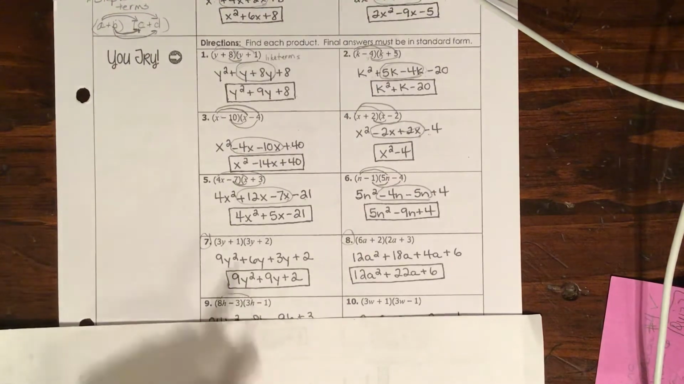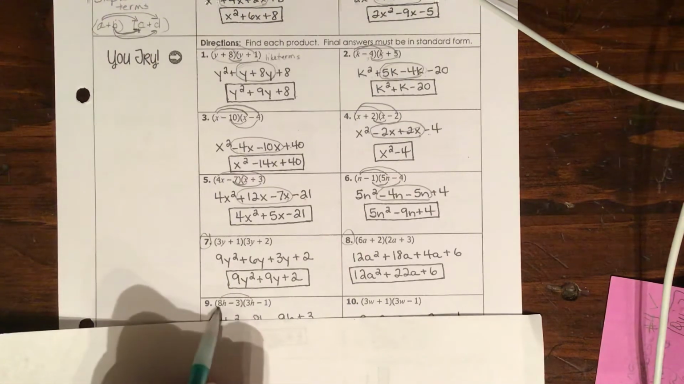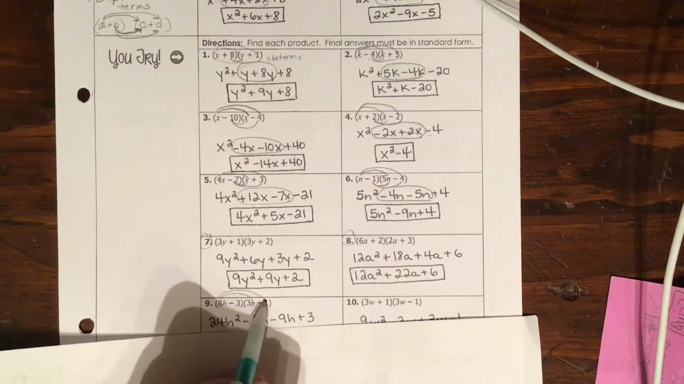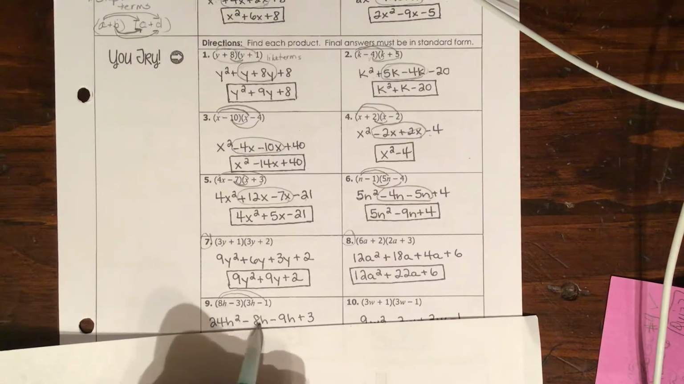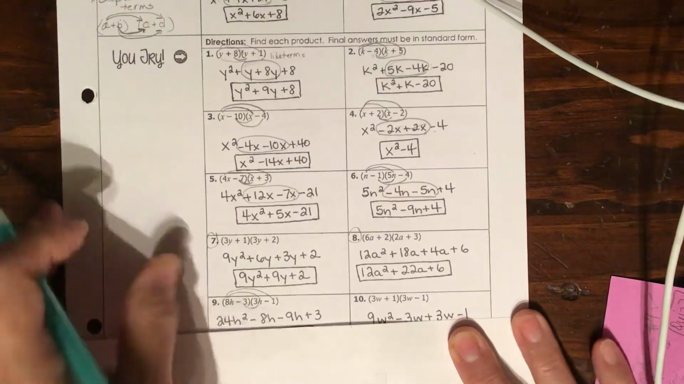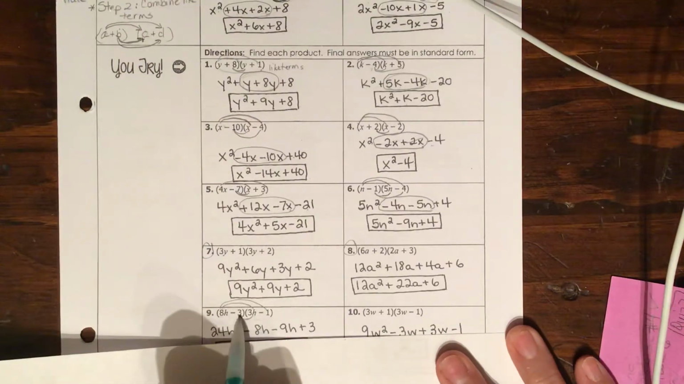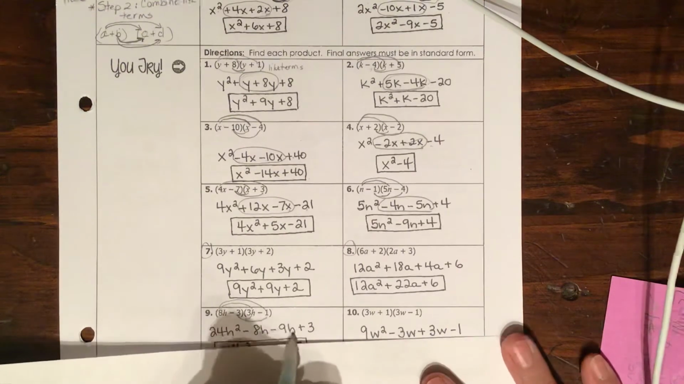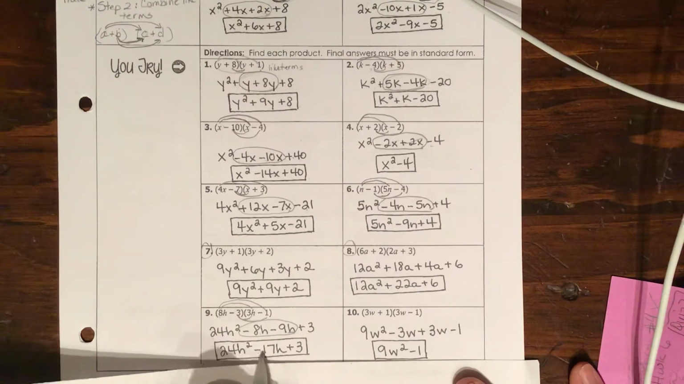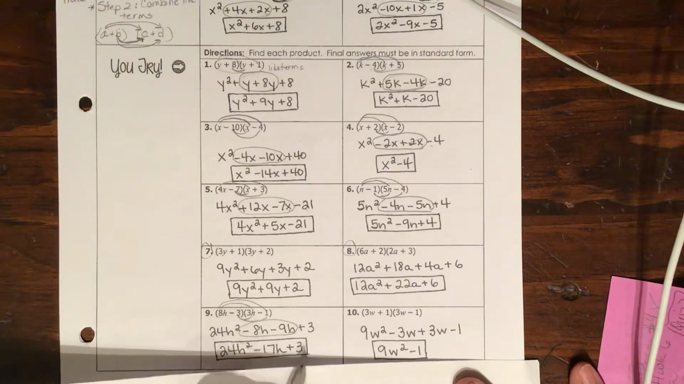8k and 3h is, so 8 times 3 is 24h squared. 8 times negative 1 is negative 8h. Negative 3 and positive 3 is negative 9h. And negative 3 times negative 1 is positive 3. You're going to combine these like terms, and you have 24h squared minus 17h plus 3.